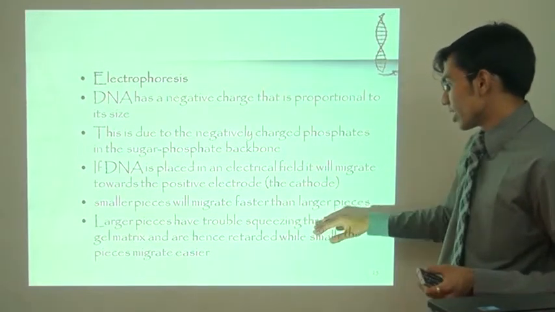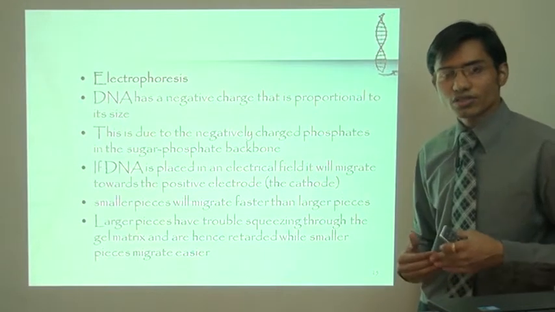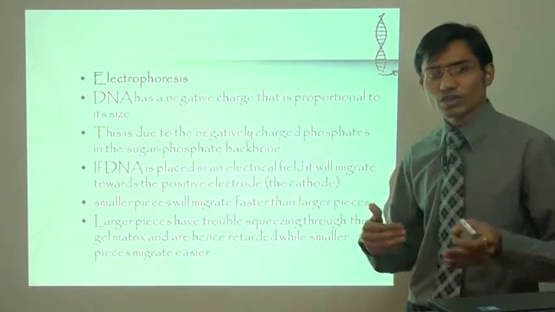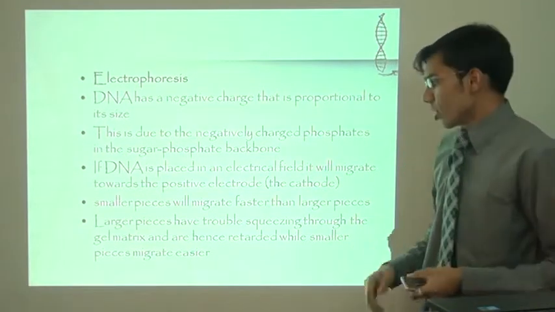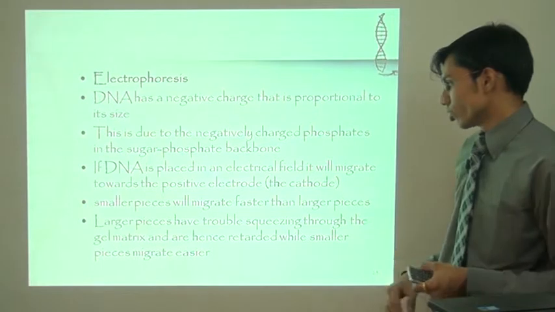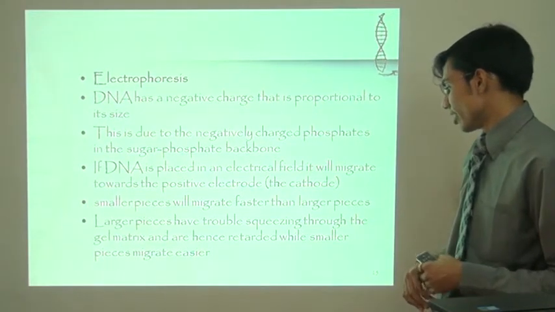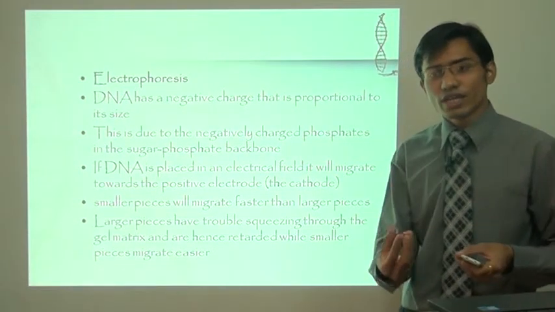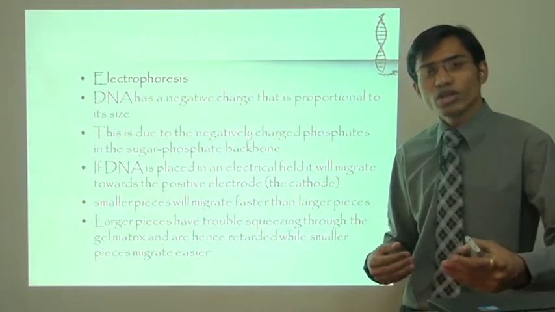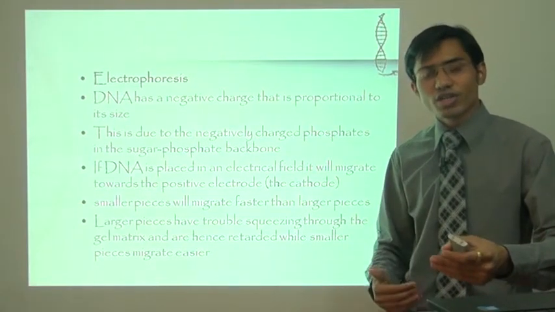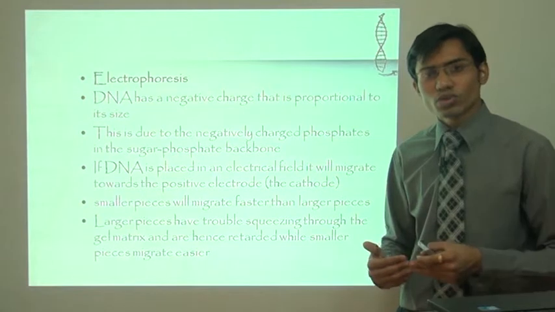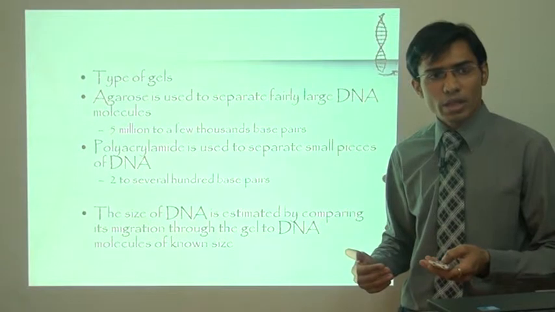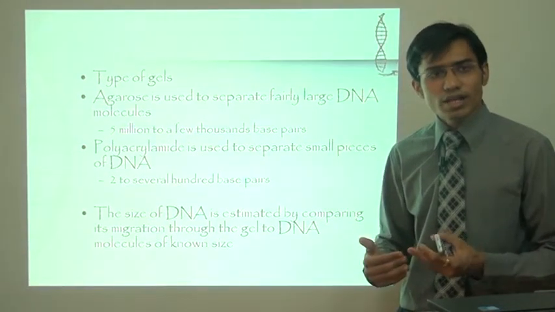The smaller pieces migrate faster than larger pieces, meaning the smaller DNA molecule moves faster than the larger pieces, which are retarded. Larger pieces have trouble squeezing through the gel matrix and are hence retarded, while smaller pieces migrate easier. So smaller pieces of DNA will migrate easier and go along, and longer pieces stay behind. So this method is used to separate different DNA samples, right, which is basically done by gels.